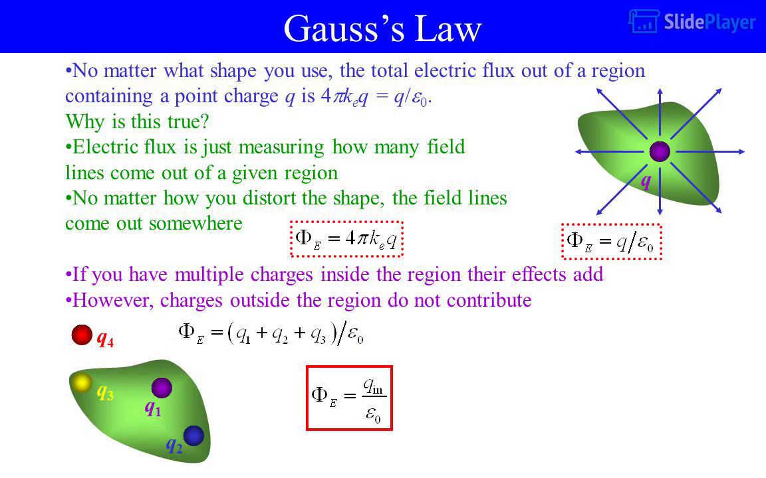Gauss's law. No matter what shape you use, the total electric flux out of a region containing a point charge Q is 4πk_e Q, which equals Q/ε0. Why is this true? Electric flux is just measuring how many field lines come out of a given region. No matter how you distort the shape, the field lines come out somewhere.